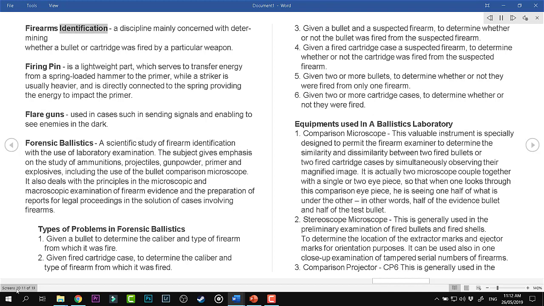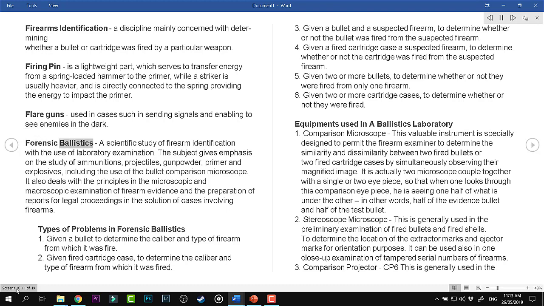Firearms identification, a discipline mainly concerned with determining whether a bullet or cartridge was fired by a particular weapon. Firing pin, a lightweight part which serves to transfer energy from a spring-loaded hammer to the primer, while a striker is usually heavier and is directly connected to the spring providing the energy to impact the primer. Flare guns, used in cases such as sending signals and enabling to see enemies in the dark.